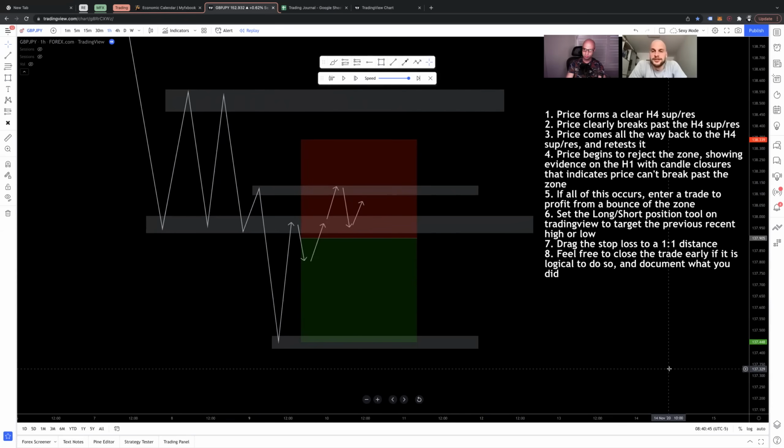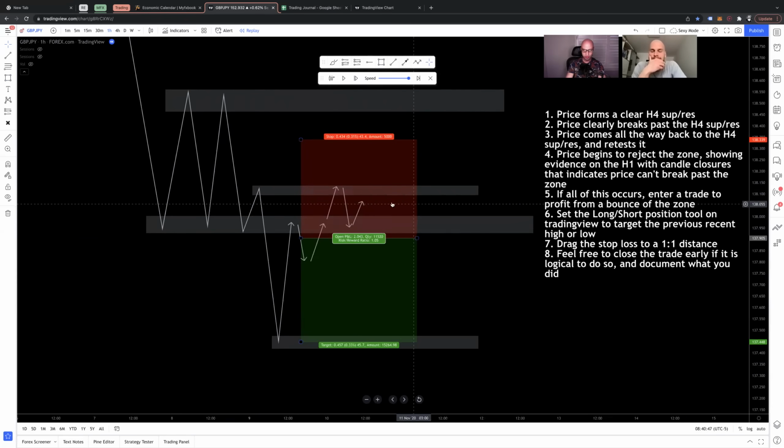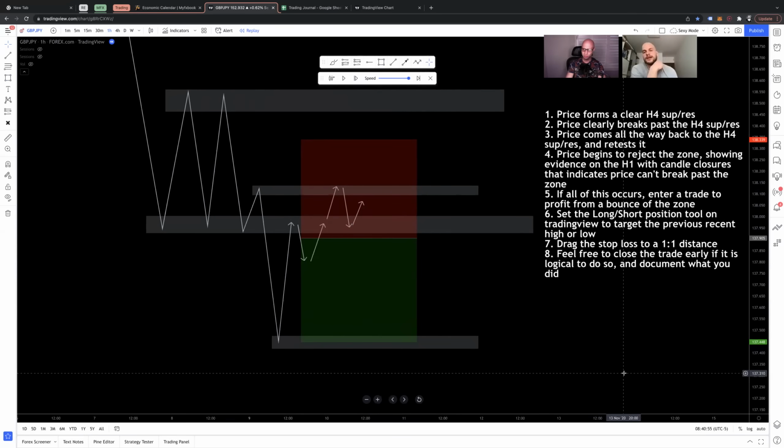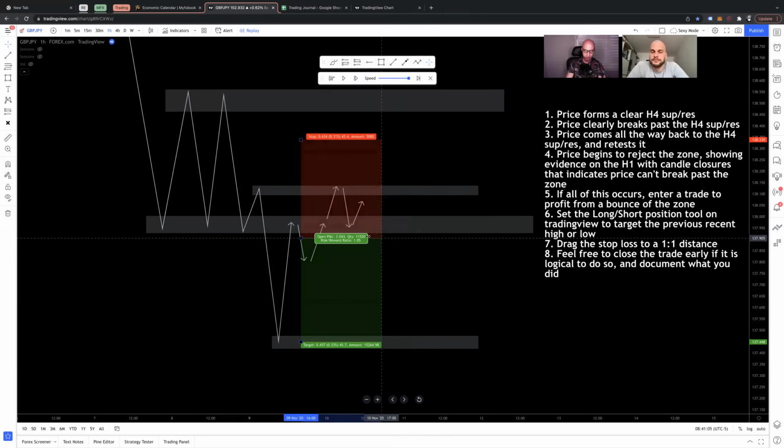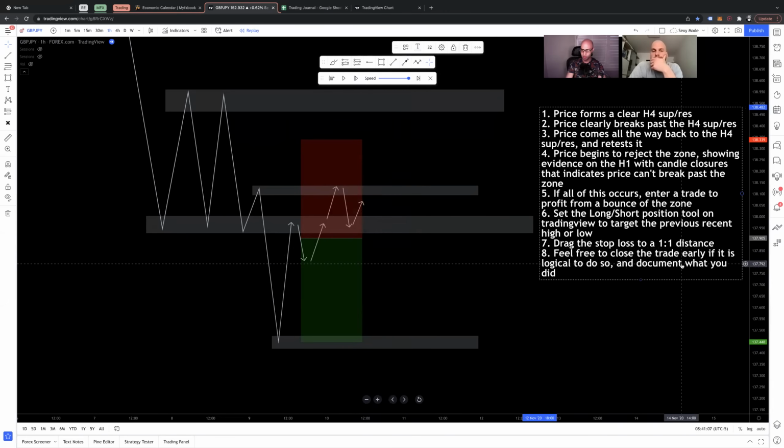I'd probably just exit. Okay. So if you exit here, that means you're making the indirect assertion that you believe it's not that likely that price will go down anymore. Does that accurately reflect the way you feel? Yeah, like it broke past the zone we tested and it's kind of moving up. So it's perfectly logical. So that's all the rule is. Close the trade early if it's logical to do so.